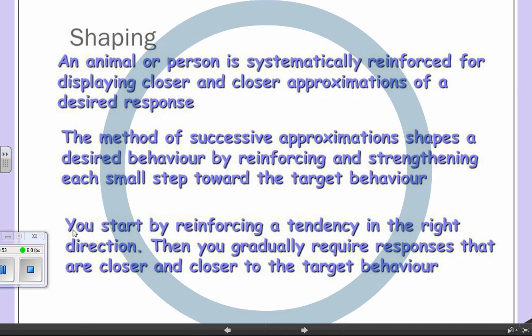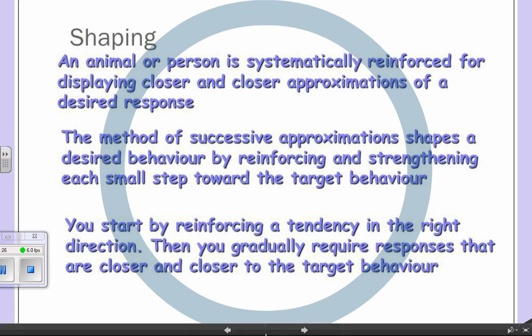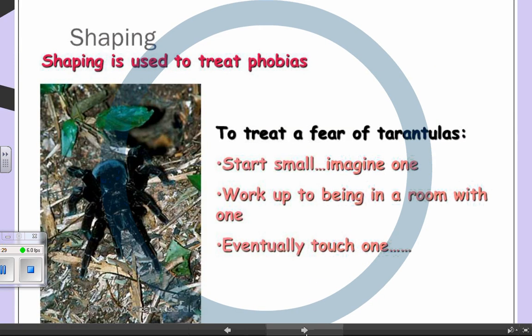So how do we do that? You start by reinforcing the tendency in the right direction, and then you gradually require responses that are closer and closer to the target behavior. Initially, I'm reinforcing my math students if they are happy to solve some maths, and then I'm shaping, asking them every time to do more and more maths. This is an example of shaping, or as we call it later, systematic desensitization.